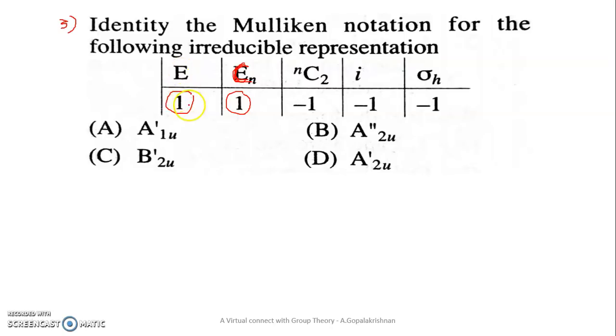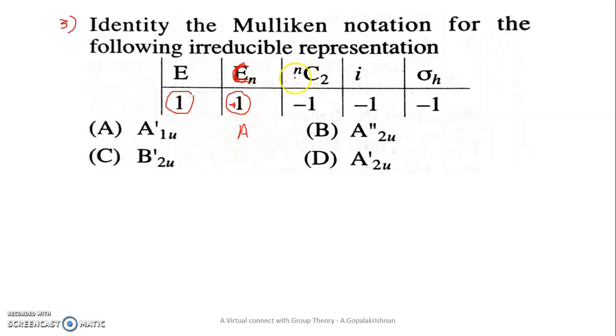So if the character of identity is 1, then the symbol can be either A or B. Now whether it is A or B, how to fix it? For this, see the principal axis. Principal axis has +1 character. +1 means the irreducible representation is symmetric with respect to the principal axis. Whenever it is symmetric with respect to the principal axis, we should use the symbol A. So the symbol is A. Listen, when E is 1, the symbol can be A or B. When the principal axis has positive character, then the symbol should be A.